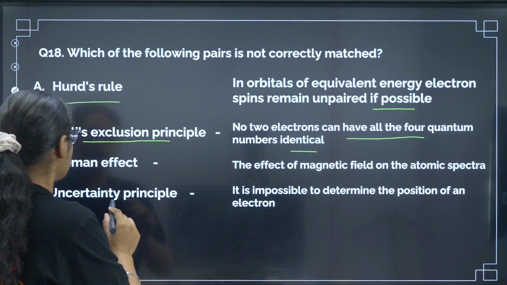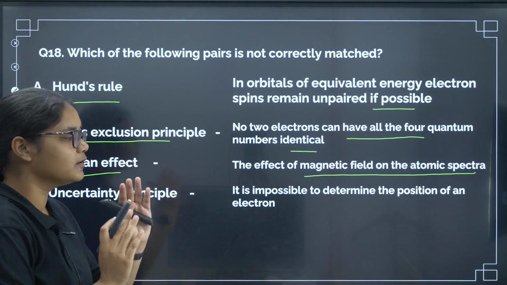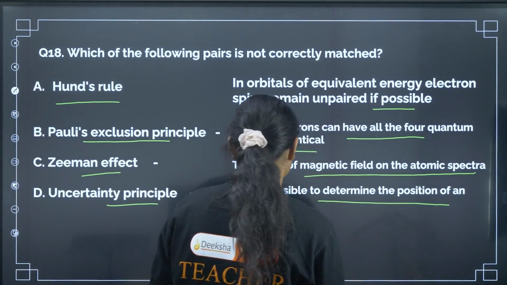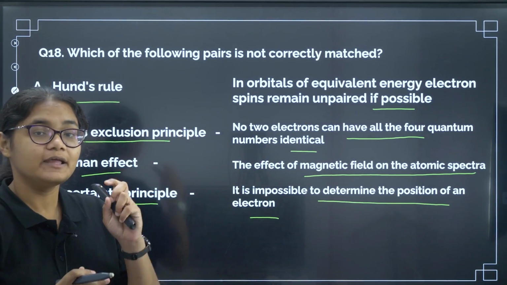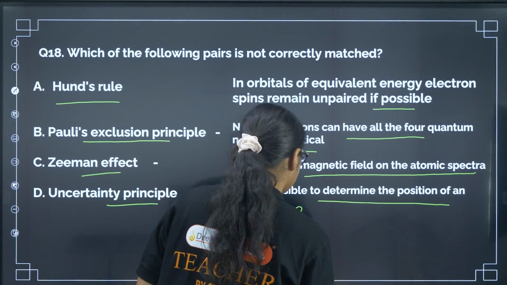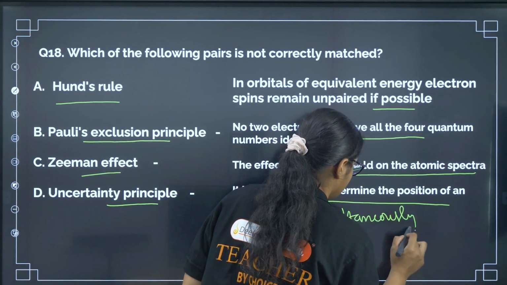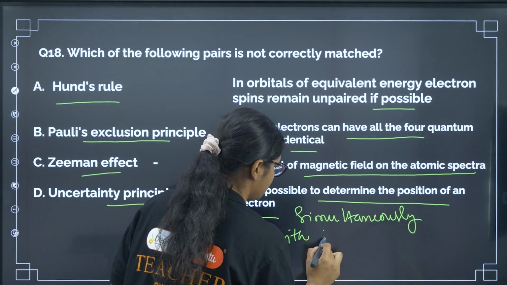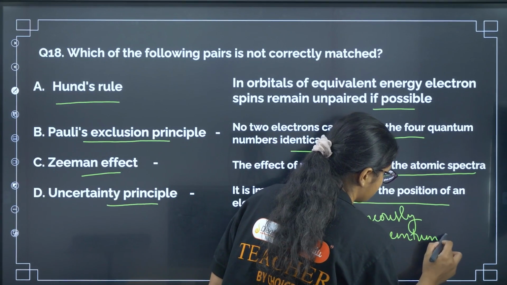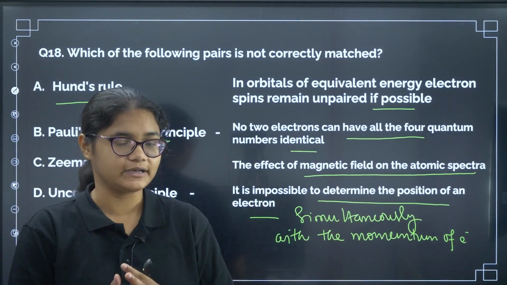This is also correct. Now Zeeman effect is the magnetic effect on the atomic spectra which divides the atomic spectra. Uncertainty principle, it is impossible to determine the position of the electron. This statement is incorrect. It is impossible to determine the position of an electron simultaneously with the momentum of the electron. That means we cannot calculate the momentum and position simultaneously accurately.